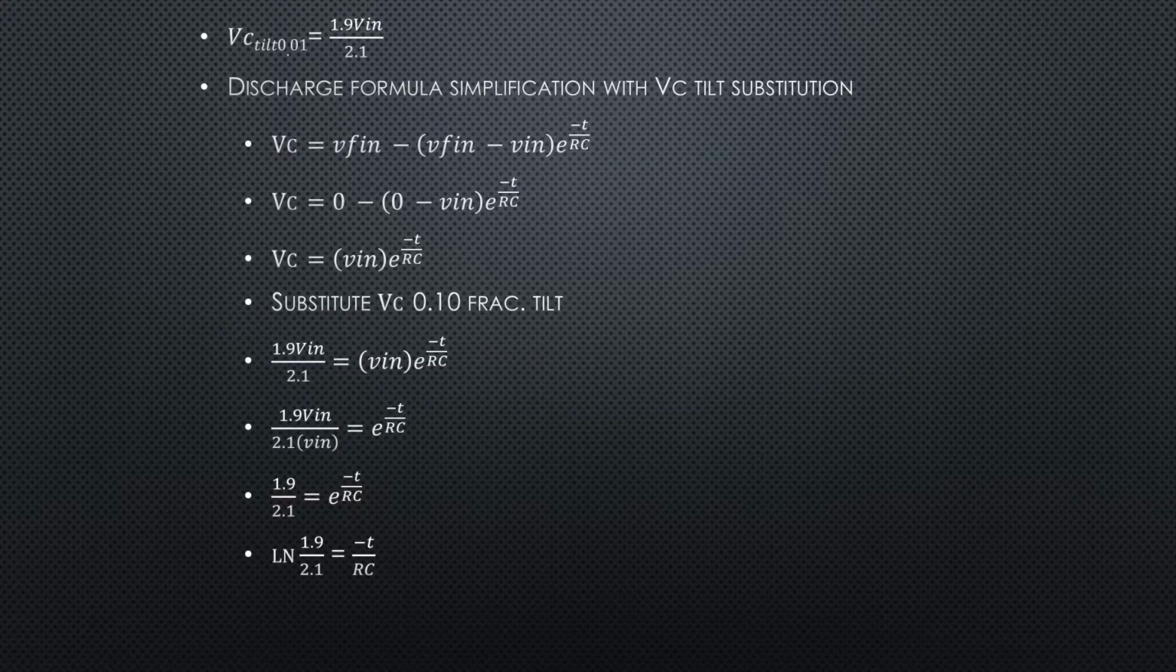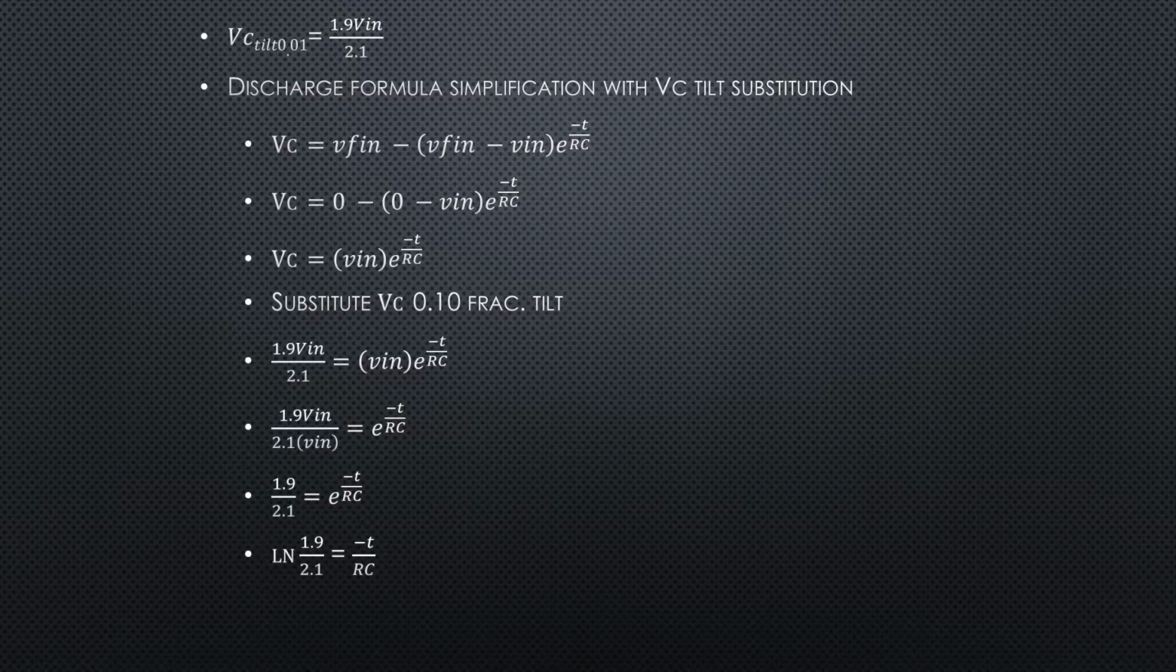Now let's do a little work back on our VC formula. We've got our VC at a 10% tilt. Let's start with our initial formula. VC equals V final minus V initial e to the negative time over RC. Because we're operating in the discharge, we're looking at a signal that's going down. It's a discharge, so we're putting in zero for the V final. That leaves us with VC equal to V initial e to the negative time over RC.